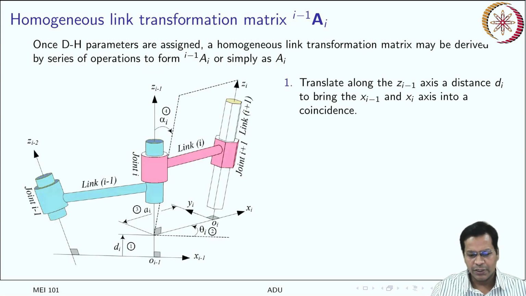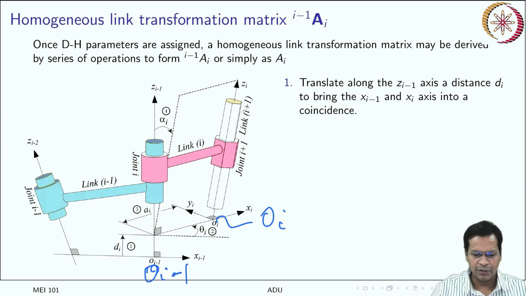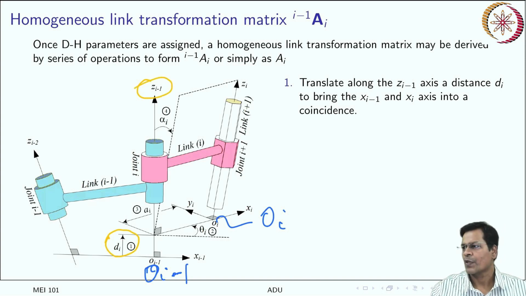So these are the four things that we did just now. First, moving from Oi minus 1 to Oi, how did we go from Oi minus 1 to Oi? The first thing that we did is we moved by a distance di along Zi minus 1. Okay? Along Zi minus 1. So this is the first thing. We did translation about Z. We came till this point.